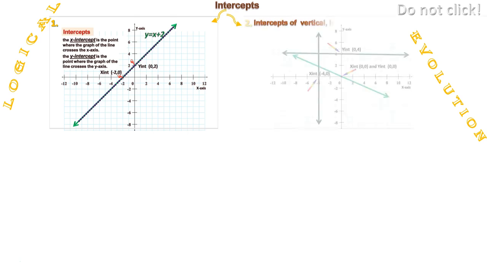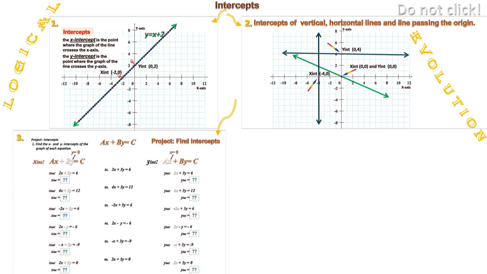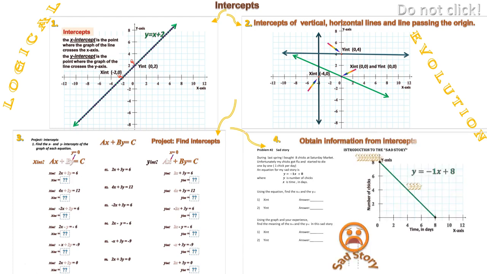And then we will talk about intercepts for vertical and horizontal lines, and a line passing through the origin. And we will practice how to find x and y intercepts if we have an equation in standard form. And then we will talk about how to obtain information from intercepts.